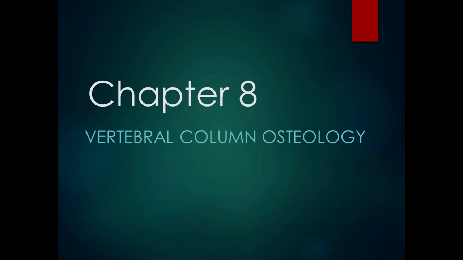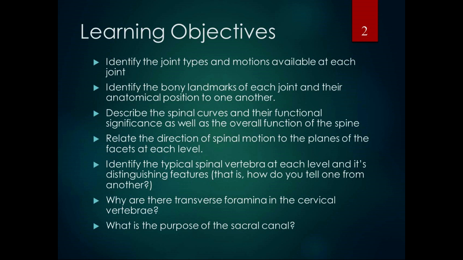We are going to be talking about Chapter 8, Structure and Function of the Vertebral Column. So of course, like we always do, we're going to start with osteology. The learning objectives, from the study objectives for the module, for this part of the lecture are to identify the joint types and motions available at each joint, just like we always do, identify the bony landmarks of each joint and their anatomical position in one another, just like we always do. And we will be palpating these on June 8th in lab.